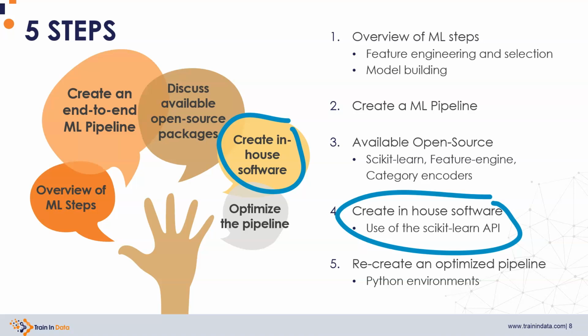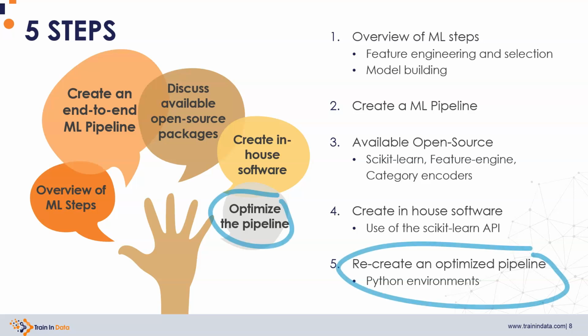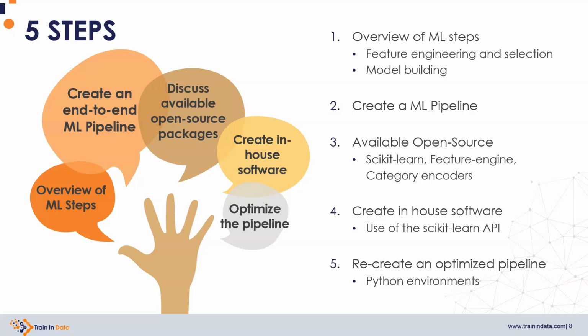Then we're going to discuss the creation of in-house software for those transformations that are not available in open source. And finally, we are going to optimize the pipeline utilizing now the open source and the in-house packages to leave the model almost ready to be integrated into the production environment. With this said, let's move on to the first part of this section, where I will discuss the different steps of the machine learning pipeline.